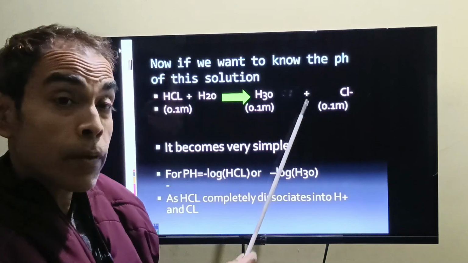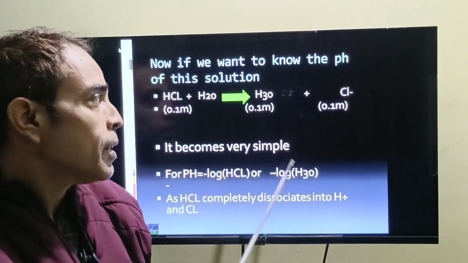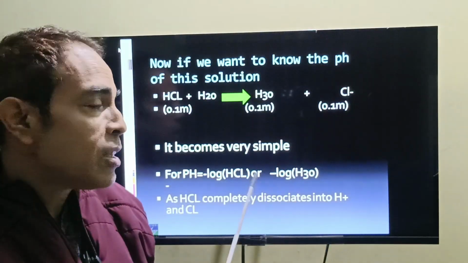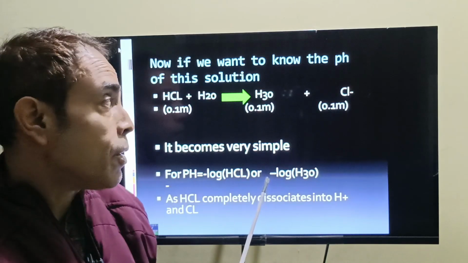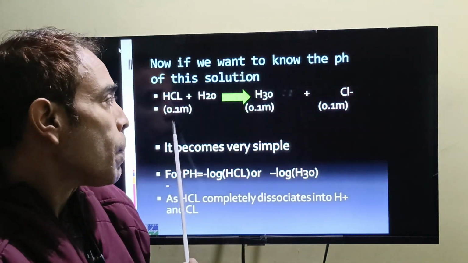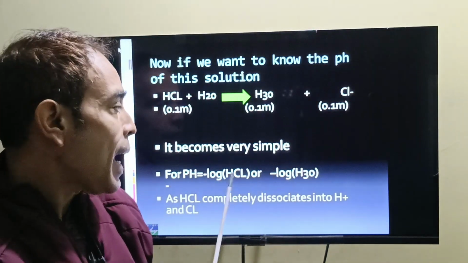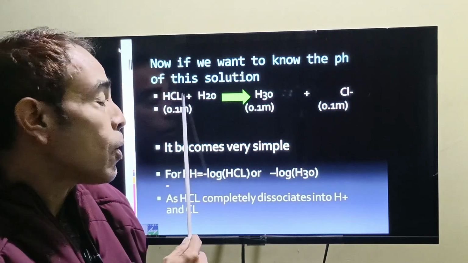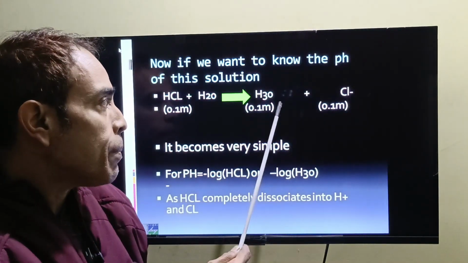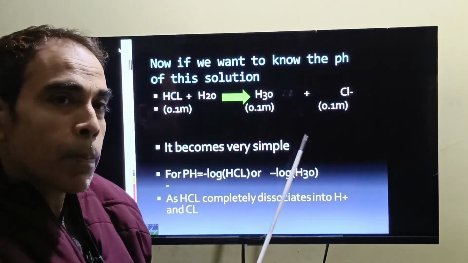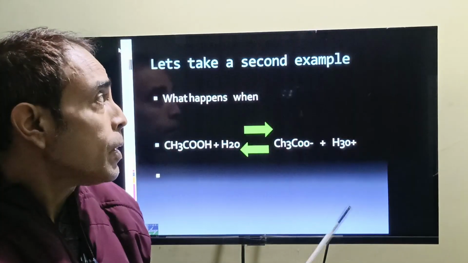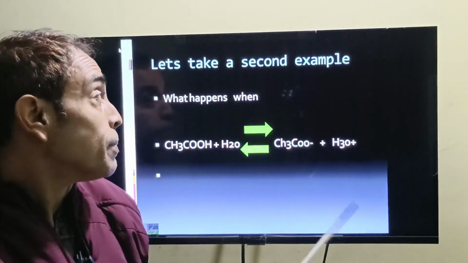Now if you want to know the pH of the solution, it becomes very simple, because pH is the negative logarithm of the hydronium ion concentration. Because it is completely dissociated into the products, pH is the negative log of either the hydrochloric acid or the hydronium ion concentration, as they are the same, because it is a strong acid.